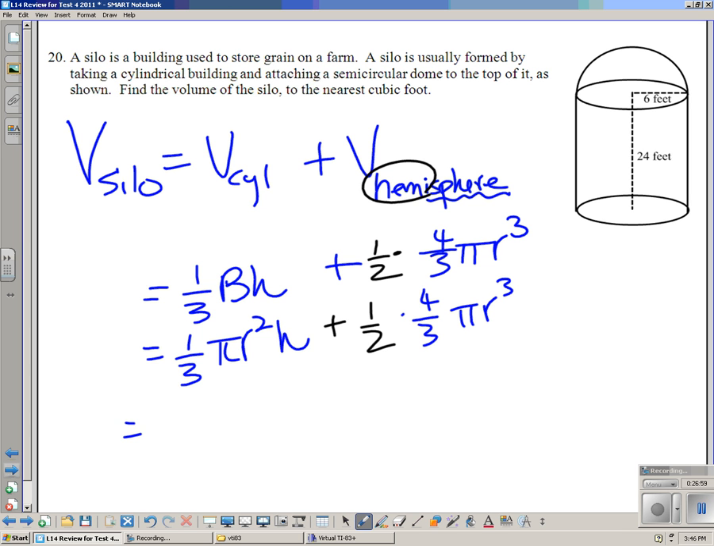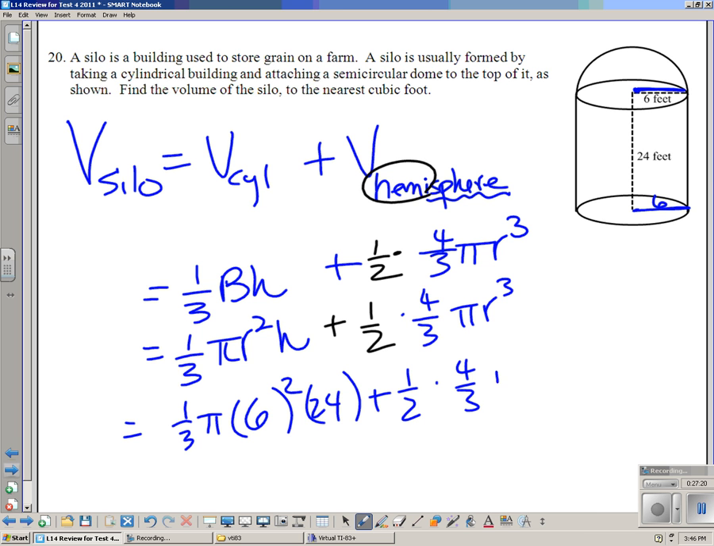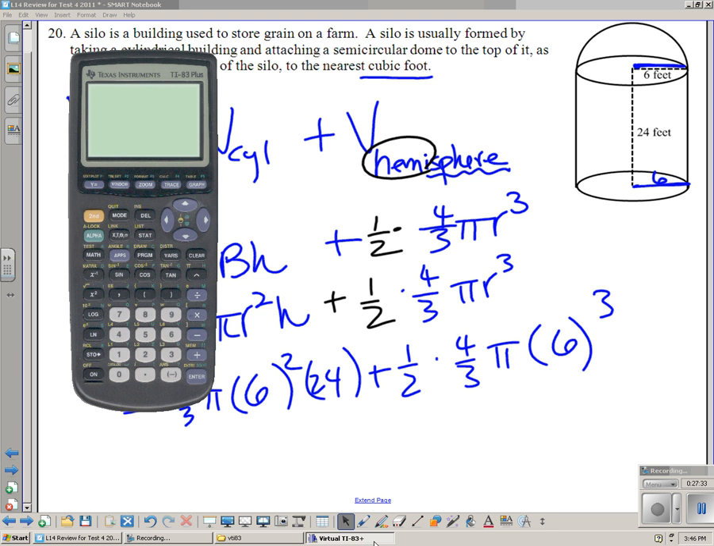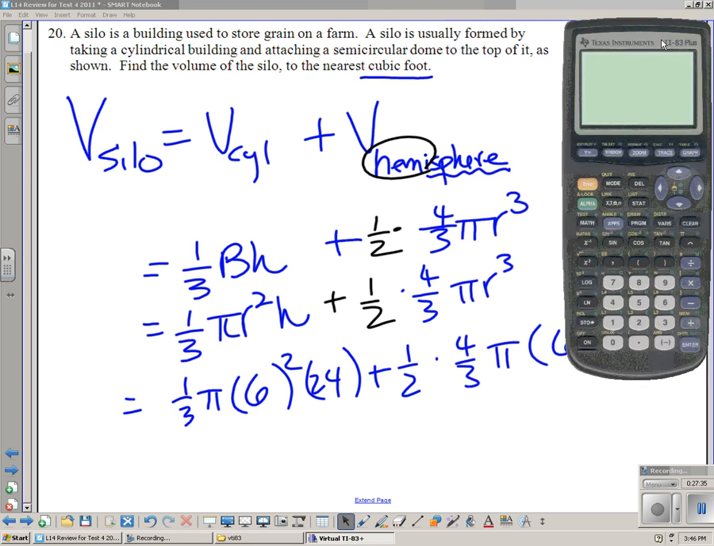So now we know a few things. The radius of both the cylinder and the sphere is 6. They told us the height was 24, plus a half times 4/3 pi times 6 cubed. And since we're rounding to the nearest cubic foot, we can just put this all in the calculator at once and get an answer, as long as we're careful. So, being very careful, here we go.